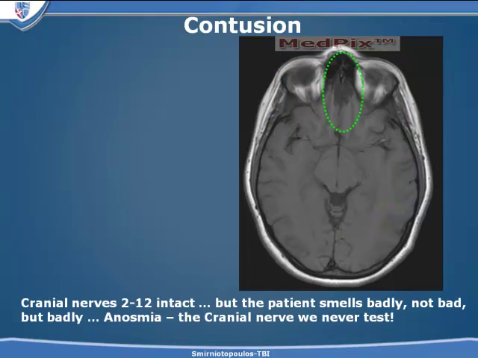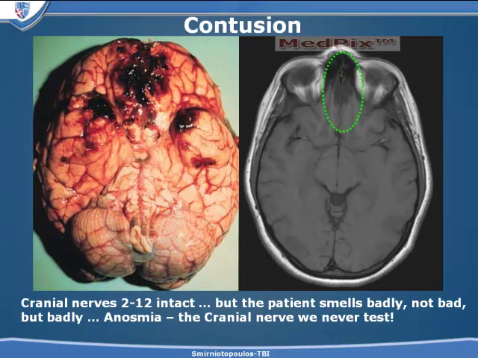We must remember that we commonly evaluate the cranial nerves starting with the second cranial nerve, the optic nerve, but if we actually were to examine routinely in every patient the function of the olfactory nerve, we would find that the most common cranial nerve damage and trauma is indeed the one that we least commonly investigate, and that is the olfactory nerve. So this is a patient that smells badly, not bad, but badly, a patient that has anosmia.